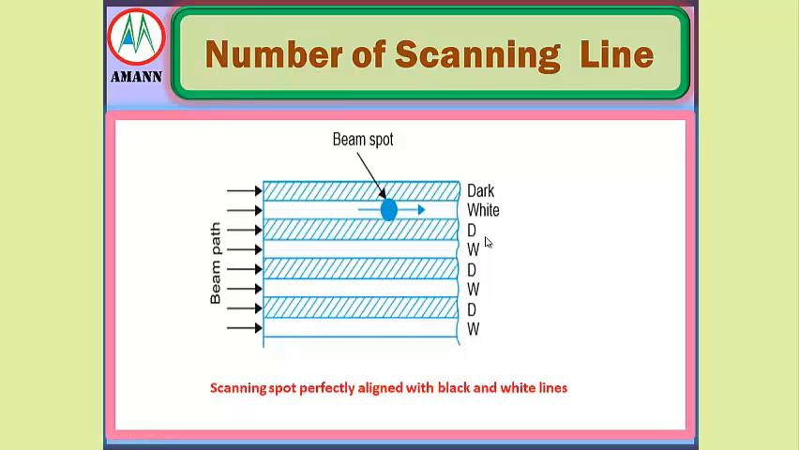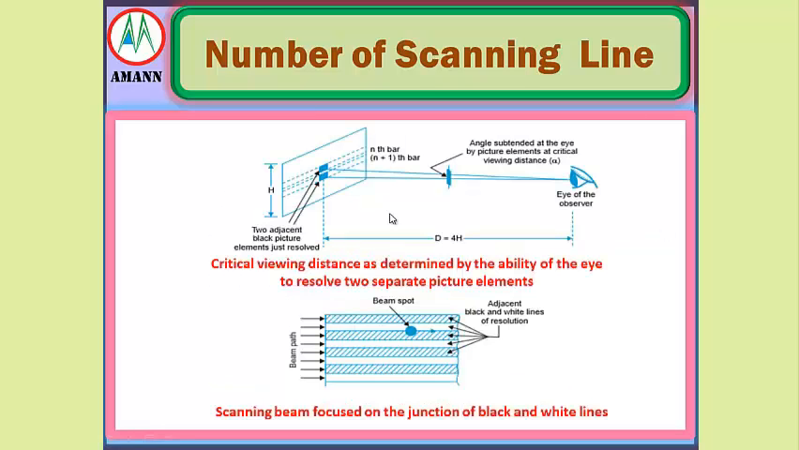This is the scanning spot perfectly aligned with black and white lights. This is the beam path, the dark, then the beam spot is the white. We have dark, white, dark, white. So the beam path thus includes the dark, while the beam spot includes the white.